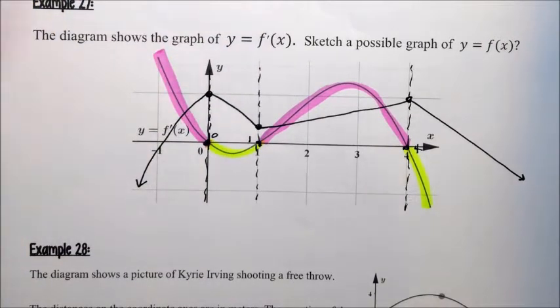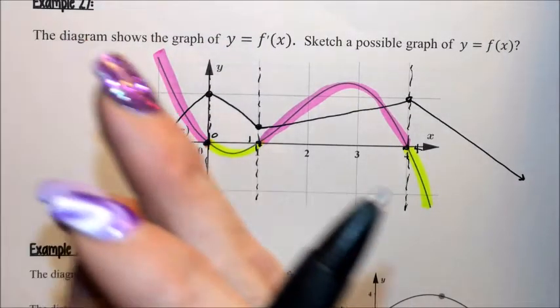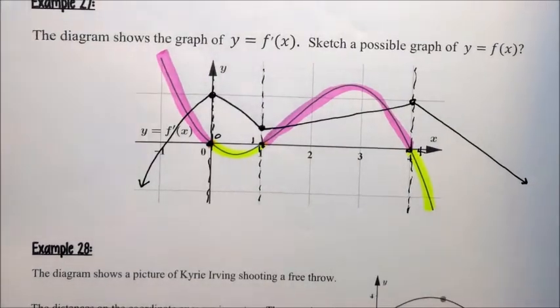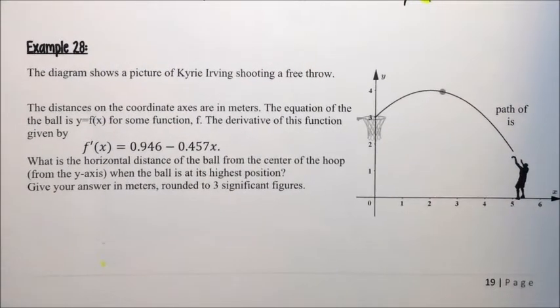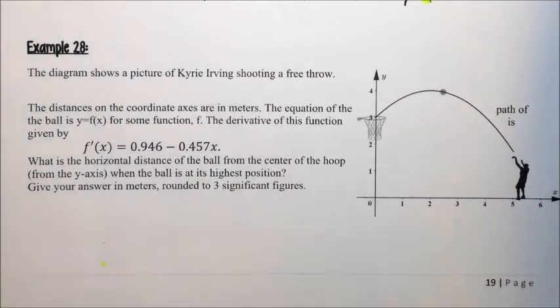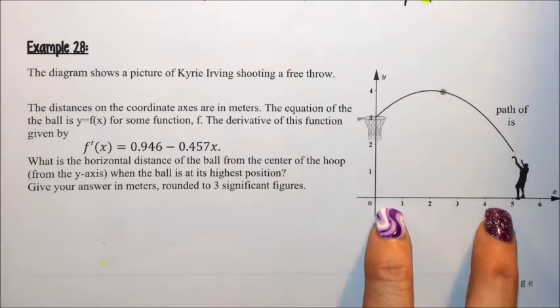All right, on to the next one. Example 28. I know this one's straight out of Cognitive. I remember doing it. Okay, the diagram shows a picture of Kyrie Irving shooting a free throw. Maybe that's a famous basketball player, I don't know. The distances of the coordinate axes are in meters. Okay, so these are meters.